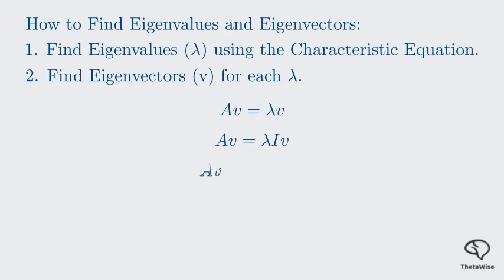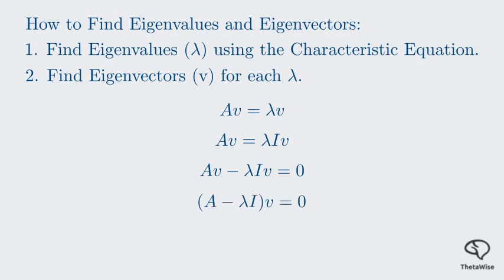Now we can move the term to the left side, giving us A times v minus lambda times I times v equals the zero vector. We can factor out the vector v, which gives us the matrix A minus lambda I times v equals the zero vector. This is a homogeneous system of linear equations.